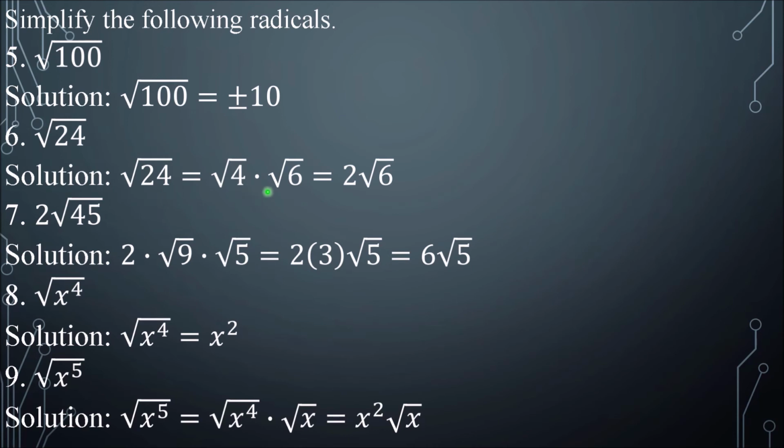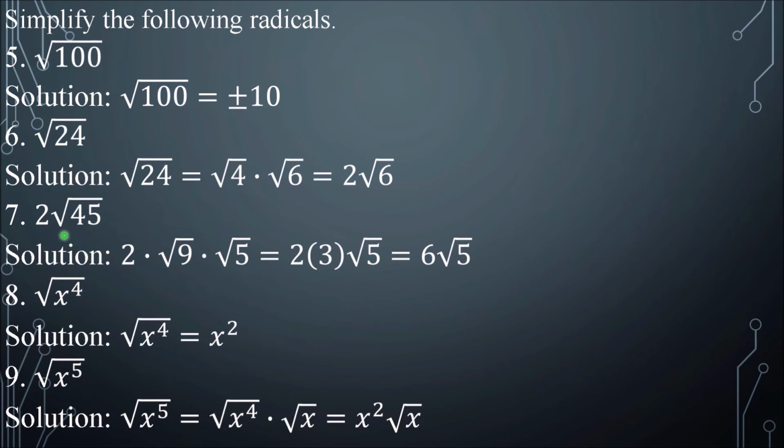Now we will extract square root of 4 from square root of 24. So the remaining now is square root of 6. Again, 4 times 6 is 24. Now square root of 4, considering the principal root, is 2. And then plug in square root of 6. So square root of 24 is 2 square root of 6.